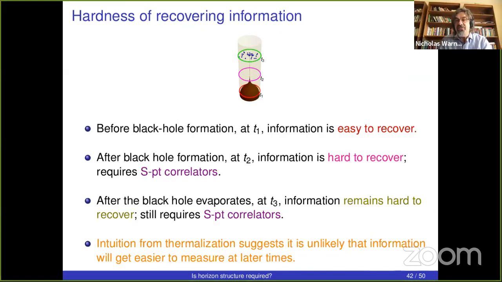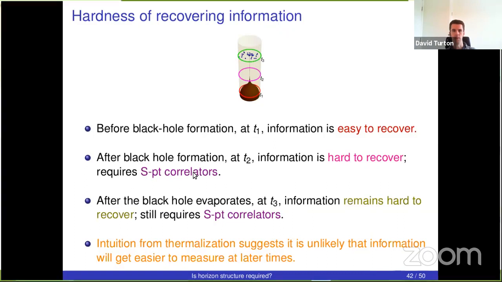Okay, David, you've been waiting. Yes, just curious whether your conclusions allow for the possibility of the formation of a baby universe that would be completely disconnected from future null infinity?